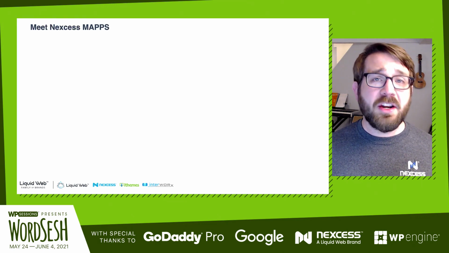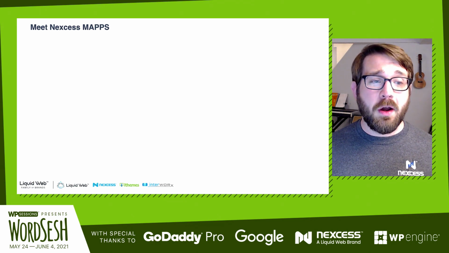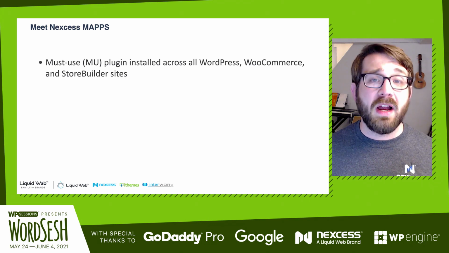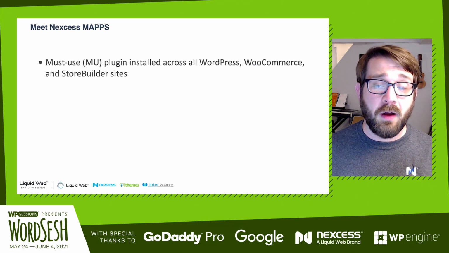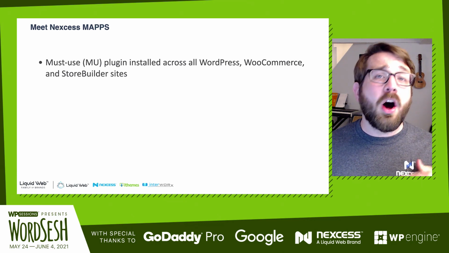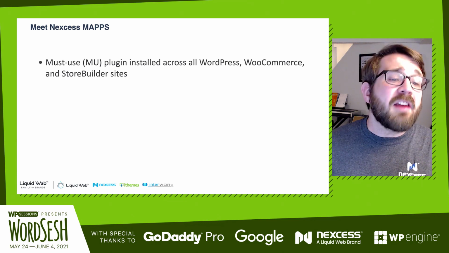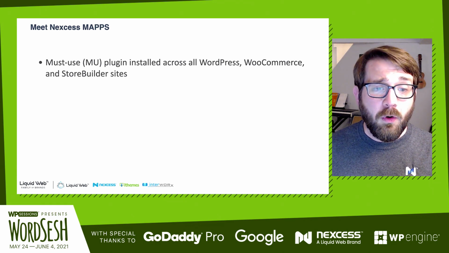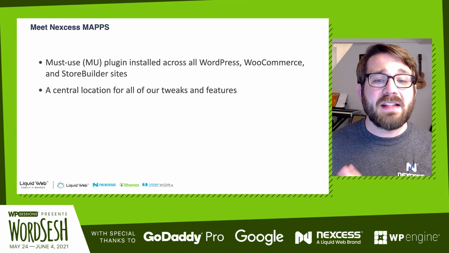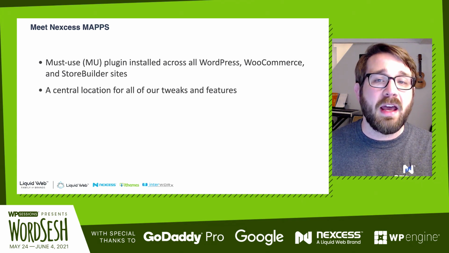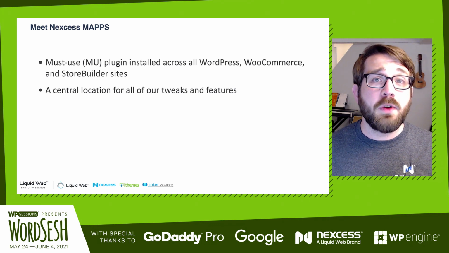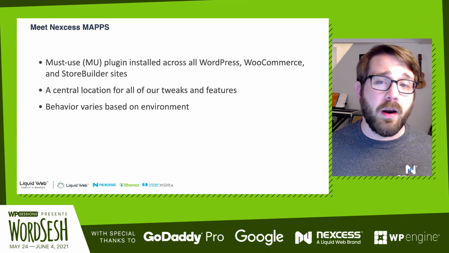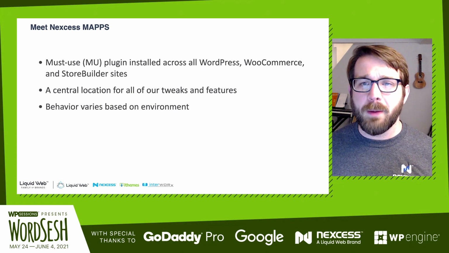So Nexus Managed Applications, or MAPS, as it's known within the company, is a must-use plugin that's installed across all of our WordPress, WooCommerce, and Store Builder sites, all of the managed ones, I should say, and then automatically updated. Now, instead of pre-installing a bunch of plugins like some hosts will do, and admittedly, like we had been doing before, this acts as a central location. We can bundle all of the essential items that we need to ensure that our customers have great sites, and then we can intelligently turn them on and off. And I'll show you how we do that in just a moment.